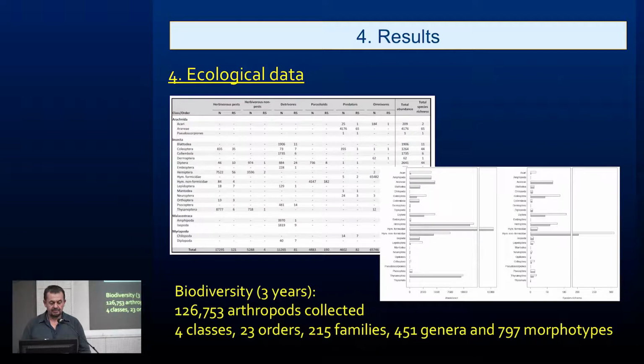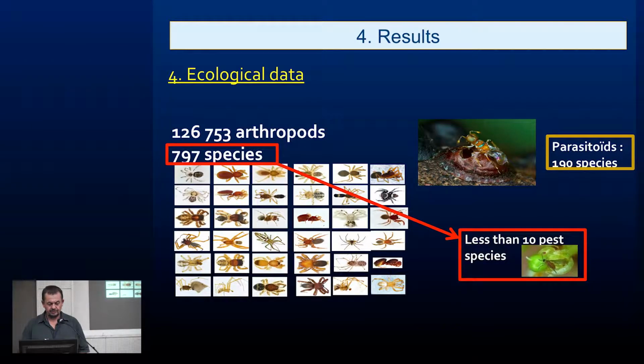We have also some ecological data, quite original. We have collected large numbers of arthropods. Here it's 126,000 arthropods. And among these arthropods, we identified about 800 morphospecies of arthropods. And among them, you have only a very small number of pest species.